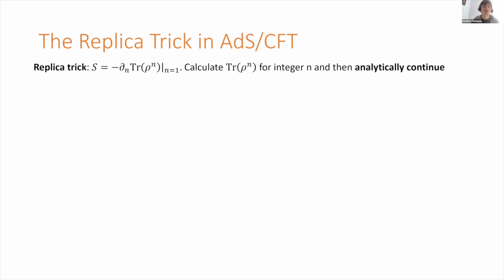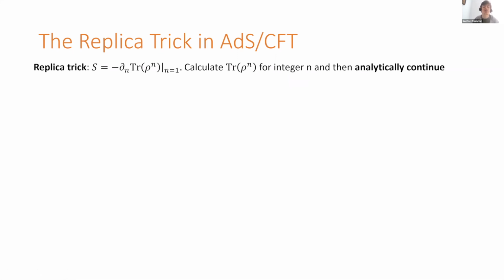We use the replica trick, which uses the fact that the von Neumann entropy S is determined by the limit of the trace of rho to the n as n goes to 1. There are a few ways you can write how it's determined by that; this is a nice one. But the key point is that if you can calculate the trace of rho to the n for all integer values of n, and then work out an analytic function that analytically continues that, then you'll be able to work out the von Neumann entropy.